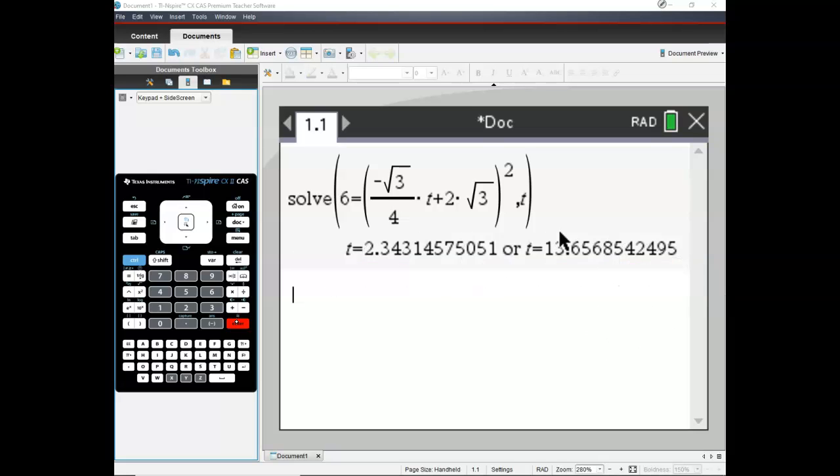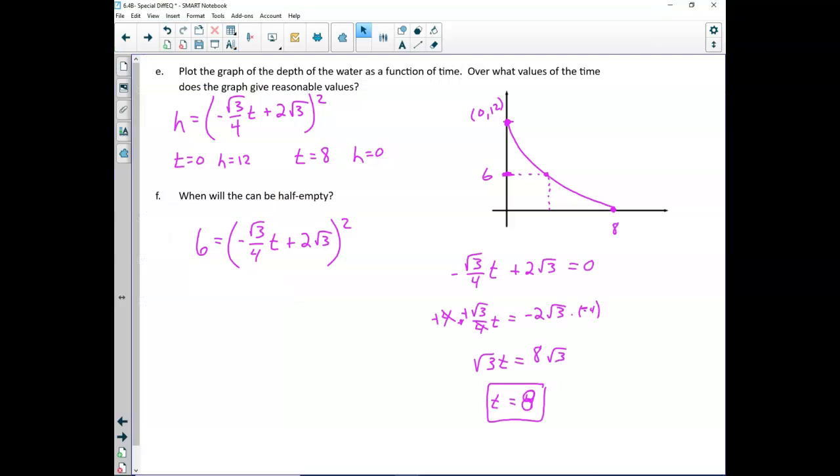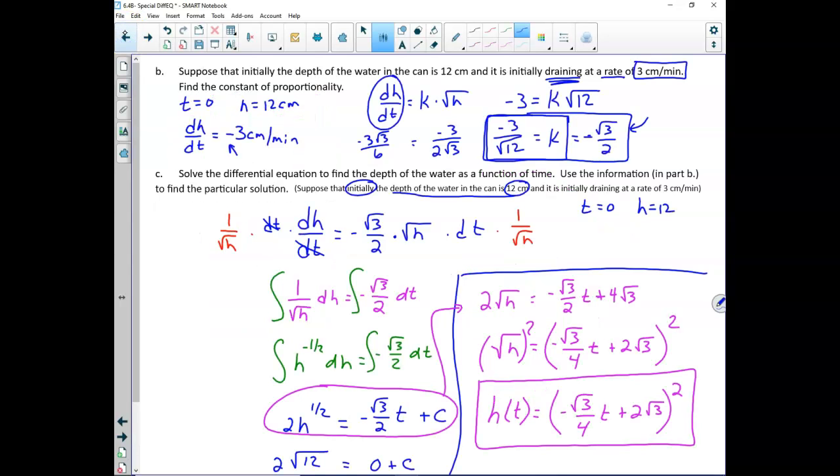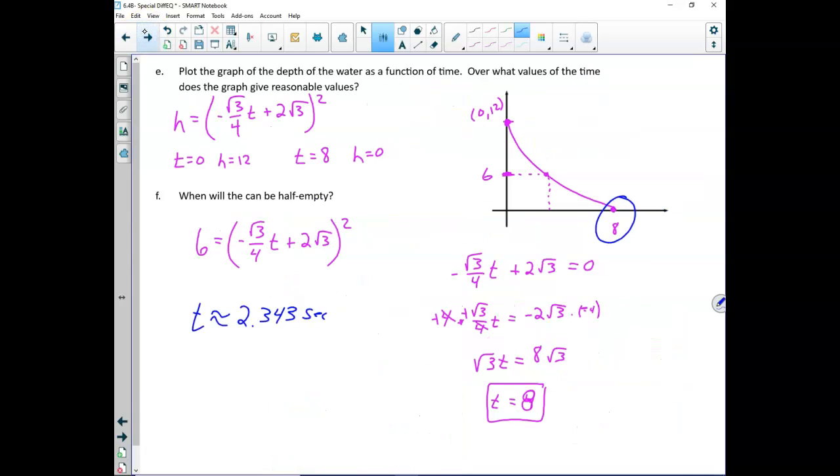Now I have to come back and think about this with my graph. It's empty at t equals 8, so it has to be when t is approximately 2.343. Is it seconds or minutes? I think it's seconds. We poked a pretty good hole in it. Sorry, it is minutes. That's a pretty fast leak. So at 2.343 minutes, it will be half empty. We just barely poked that little guy.